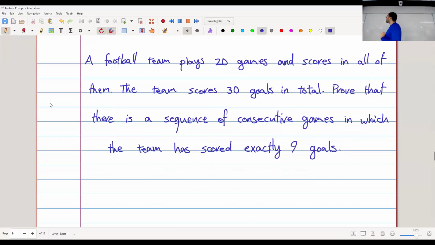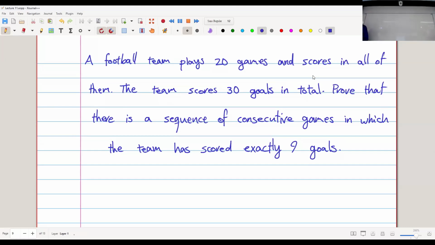Here's another problem where, again, defining the pigeons and the holes gets more interesting. Let's say that we have a football team, and this team has played 20 games. And by the way, we're not in America, so football is the one that is actually played with foot. So we're playing 20 games, and the team has scored in all of them. And let's say that in total, the team has scored 30 goals.